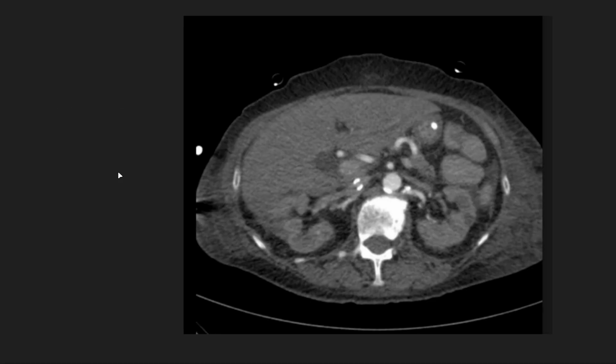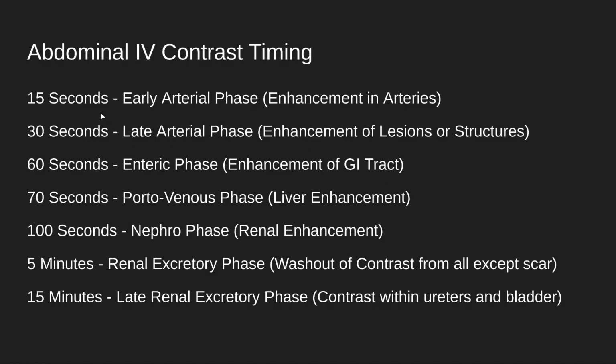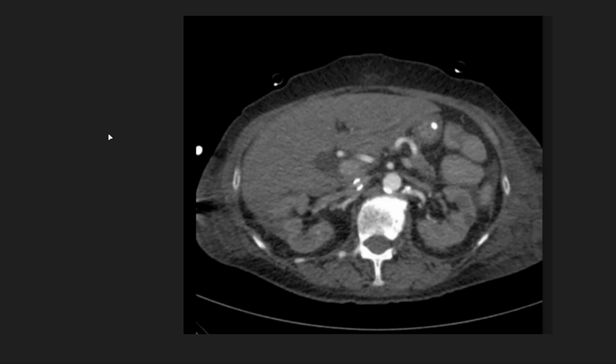If we look at the next picture, there's going to be a difference. If you notice, the aorta here is enhanced. So this is definitely an abdominal CT with contrast. But where specifically is this picture taken? It's taken at around the 15-second mark or the 30-second mark. So this is known as what? The arterial phase, the early arterial phase. So this is around 15 seconds after injection of contrast.